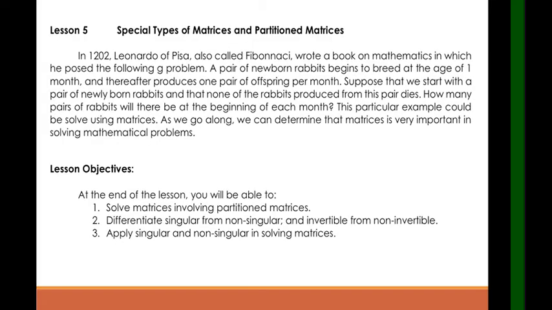To start with, in 1202, Leonardo of Pisa, also called Fibonacci, wrote a book on mathematics in which he posed the following problem. A pair of newborn rabbits begins to breed at the age of 1 month and thereafter produces one pair of offspring per month. Suppose that we start with a pair of newly born rabbits and that none of the rabbits produced from this pair dies. How many pairs of rabbits will there be at the beginning of each month?